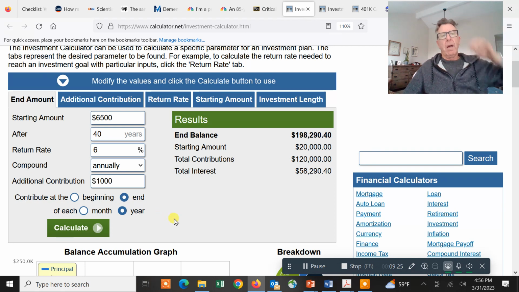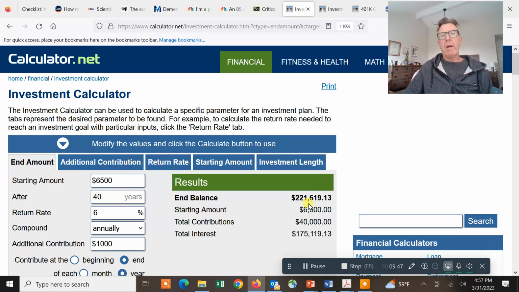All right. We can look at two scenarios. Okay, so how about if I just put $1,000 in? All right, because that's all I can afford. Every year I'll put in $1,000 for 40 years, instead of $6,500. Okay, let's calculate and see how much money we got here. All right, so there it is.